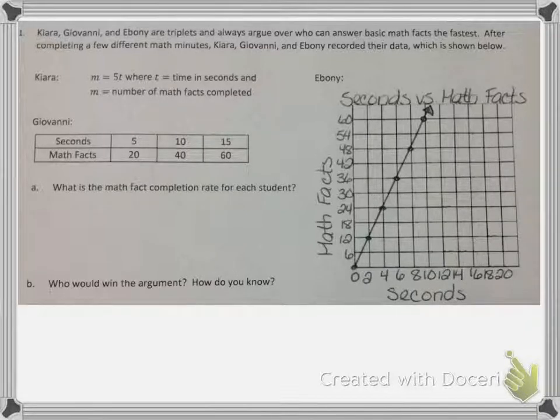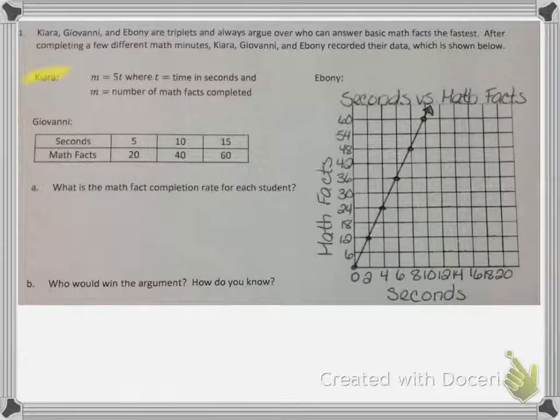Here is the example. Chiara, Giovanni, and Ebony are triplets and always argue over who can answer basic math facts the fastest. After completing a few different math minutes, Chiara, Giovanni, and Ebony recorded their data, which is shown below. Let's start with Chiara. She has given us an equation, m equals 5t. This tells us that m is the number of math facts completed and t is the time in seconds.